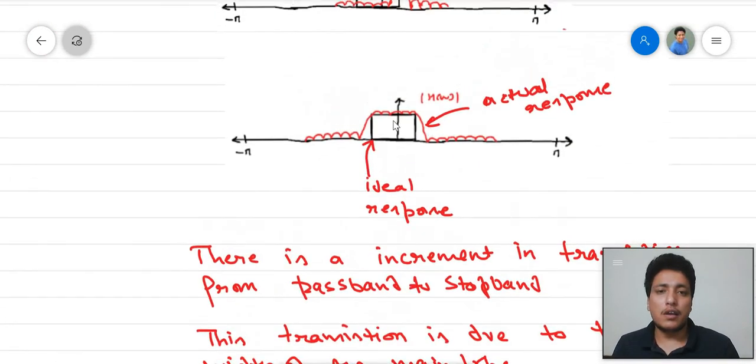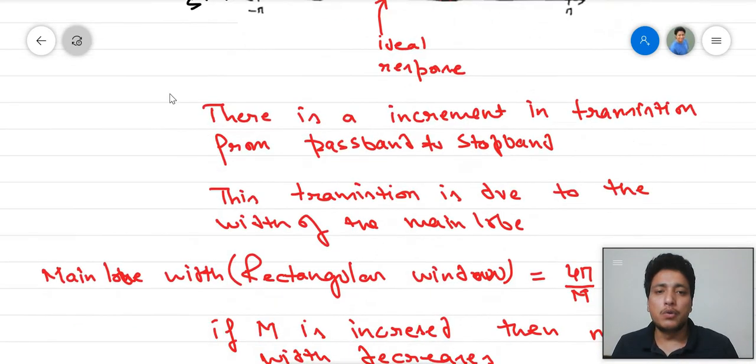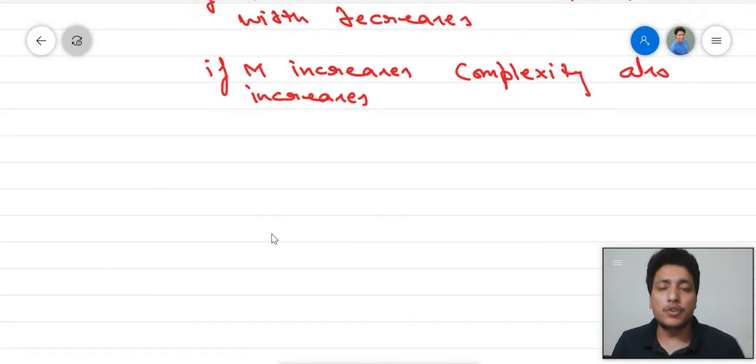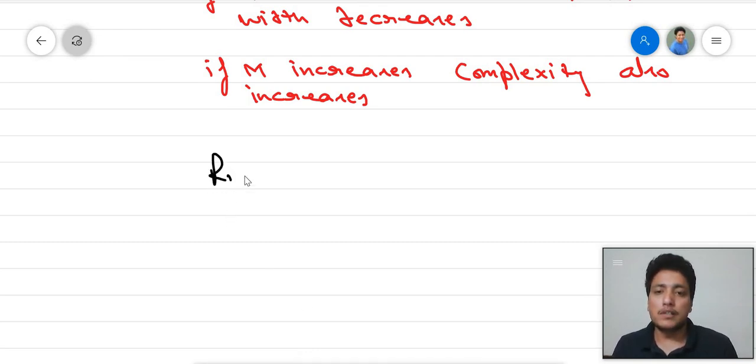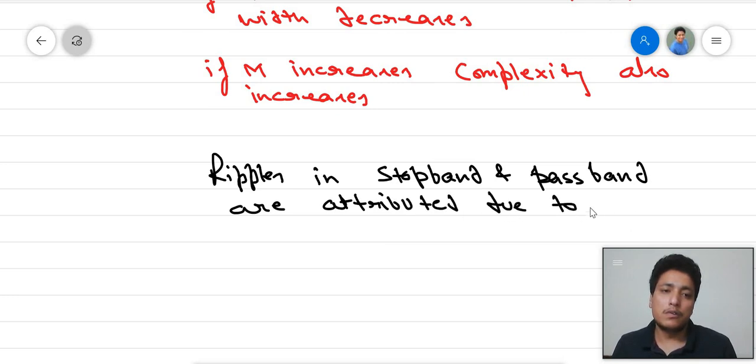One thing to be seen, in pass band and in stop band, there are ripples. These ripples are due to the area under the side lobes, and it should be noted, as M increases or decreases, it does not affect the side lobe areas. Ripples in stop band and pass band are attributed to the area under the side lobes.